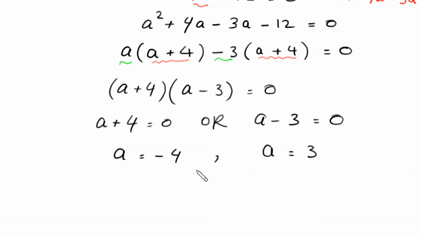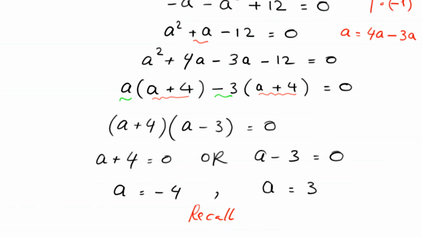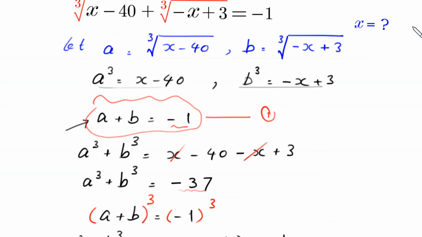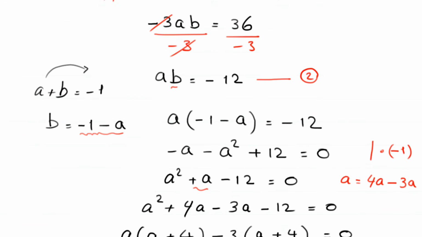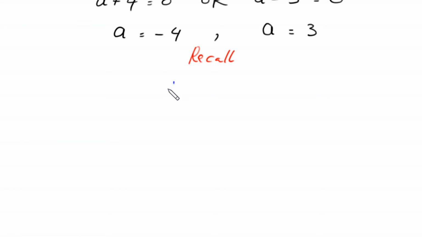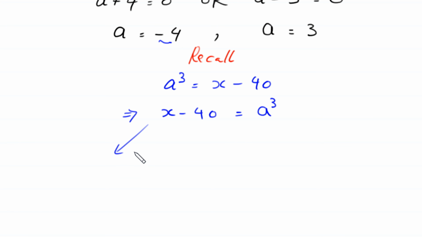Now to find the values of x, we recall that a cubed is equal to x minus 40. This implies that x minus 40 is equal to a cubed. So when a is equal to negative 4, then this equation will become x minus 40 is equal to negative 4 cubed. Next, x minus 40 is equal to negative 4 cubed, which is negative 64.